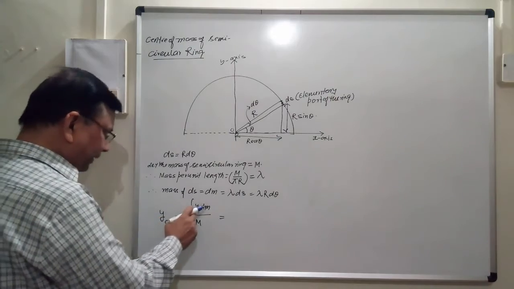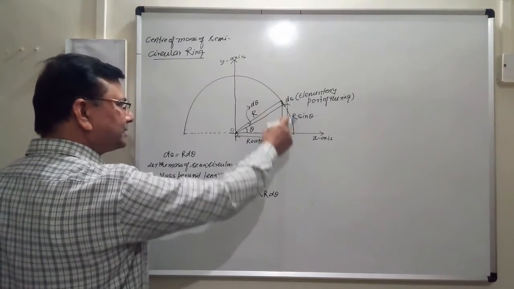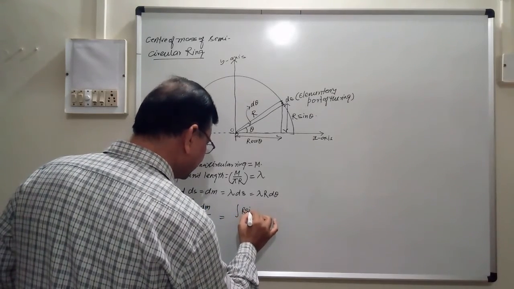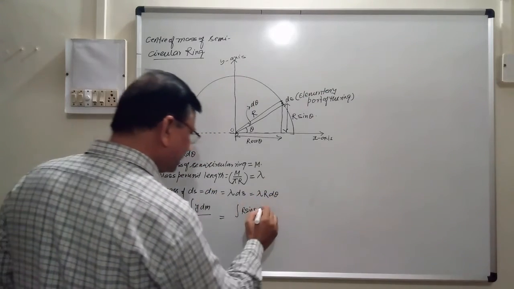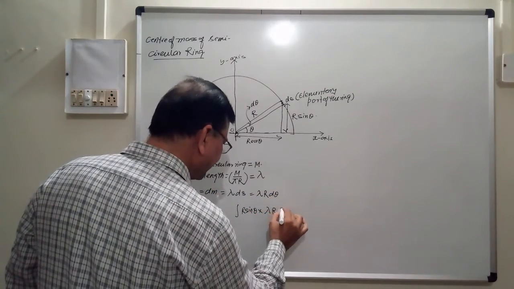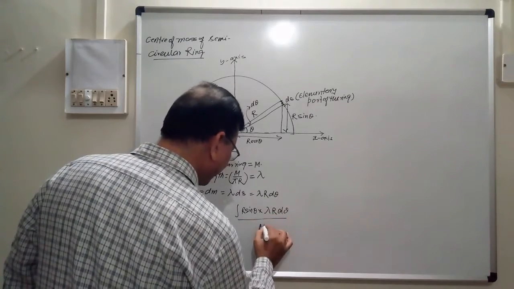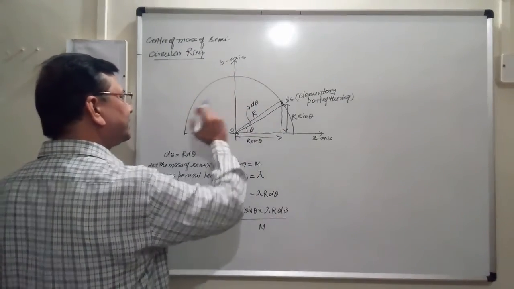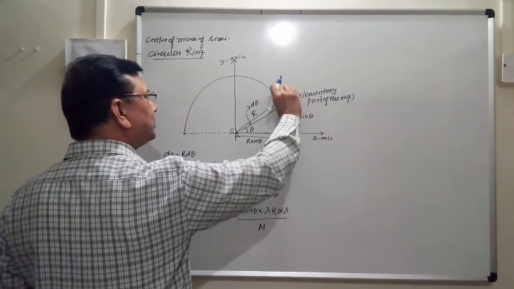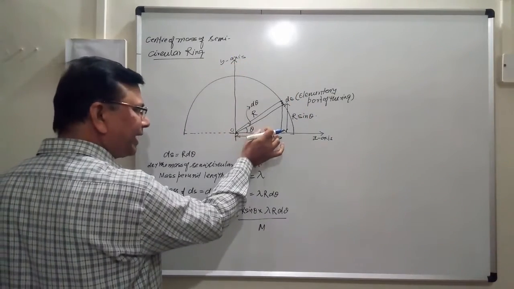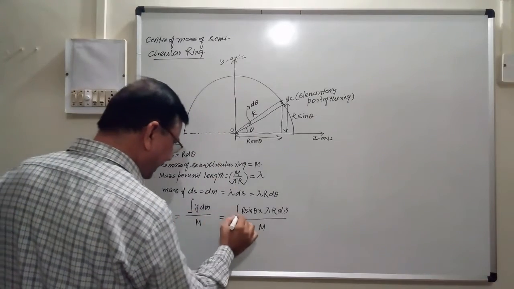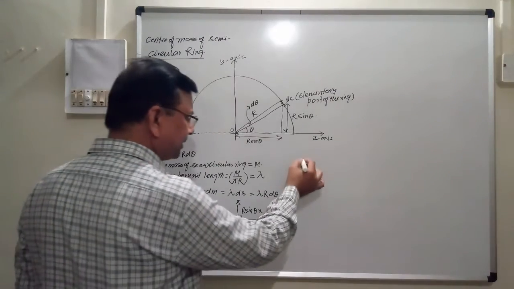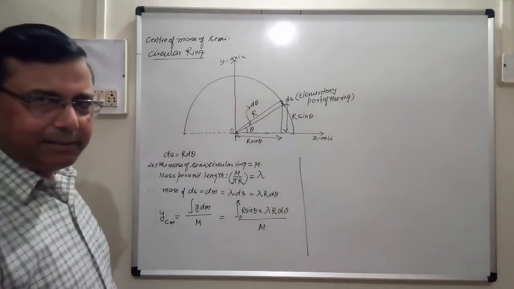So see, what is y? y is r sin theta. The integration, that is r sin theta into dm, where dm is lambda r d theta, upon M. Now theta is varying from where? Since all small ds will be taken, theta will be varying from 0 to pi. So it is 0 to pi. If you simplify this, we will get the y coordinate of the center of mass of this semicircular ring.